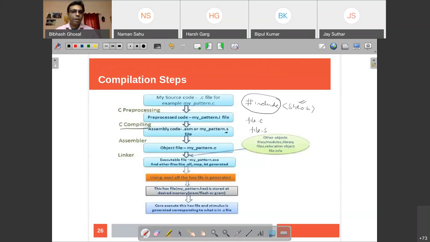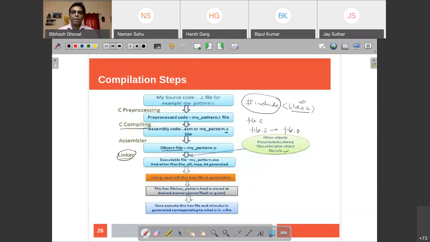Then the assembler converts it into a binary, which is called the object file, and it takes the form file.o. This is the object file. That is actually the translation of your code. But this code may not have information about functions that are defined elsewhere. So they have to be attached, and that is the role played by the software called linker. So other objects, that is files, modules, library files, relocation object file info, everything is attached to this object file.